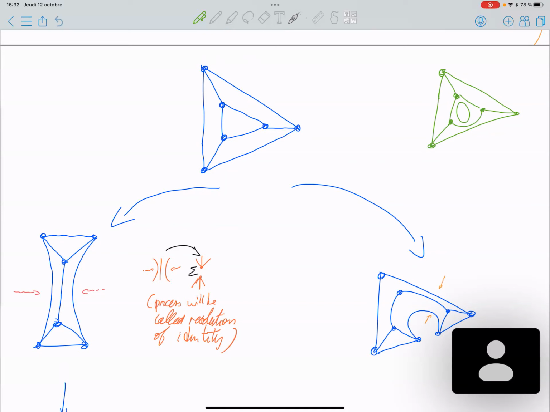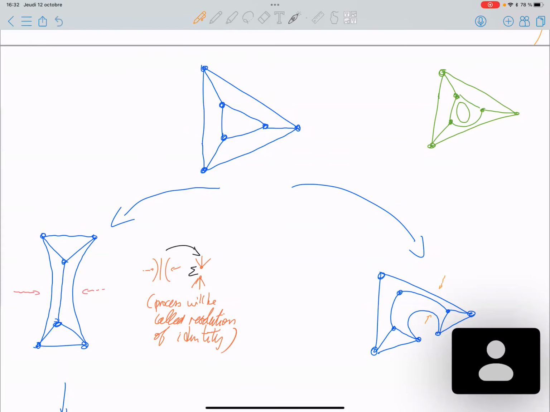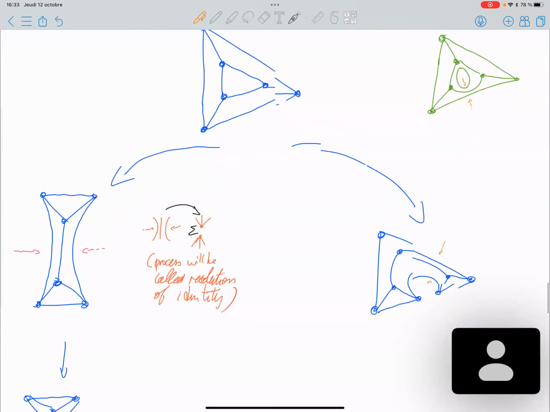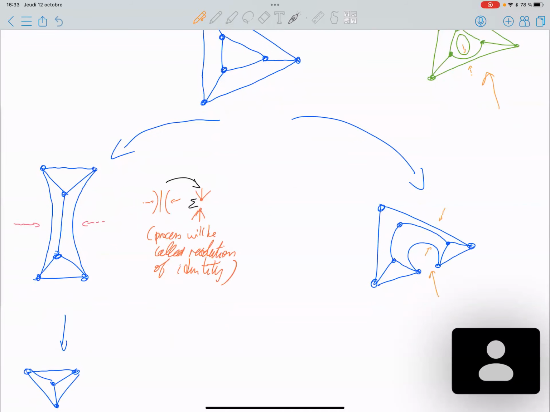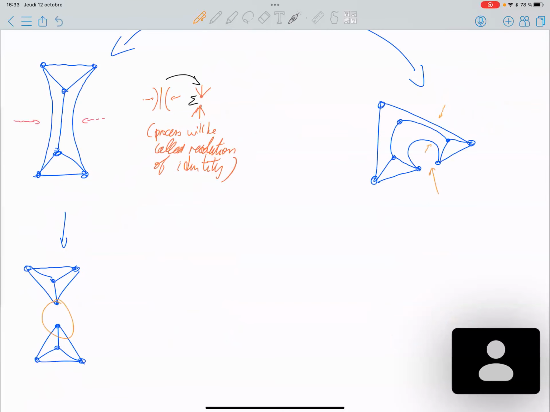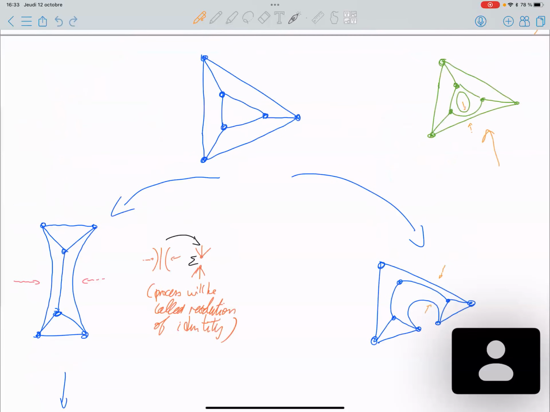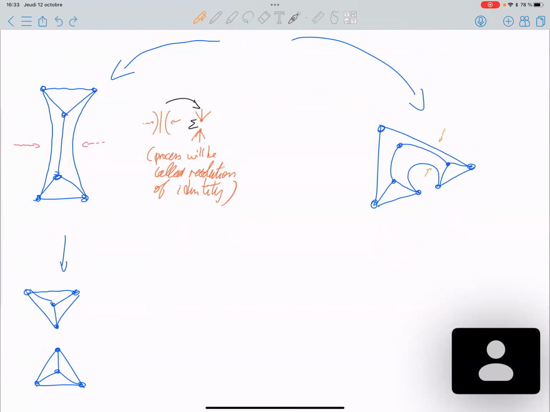So you can do that, and then you apply the resolution of identity here, and you see that you get exactly what you expect from the resolution of identity here. You get these two points as we did here. Okay. So this is okay, and then you do the same.